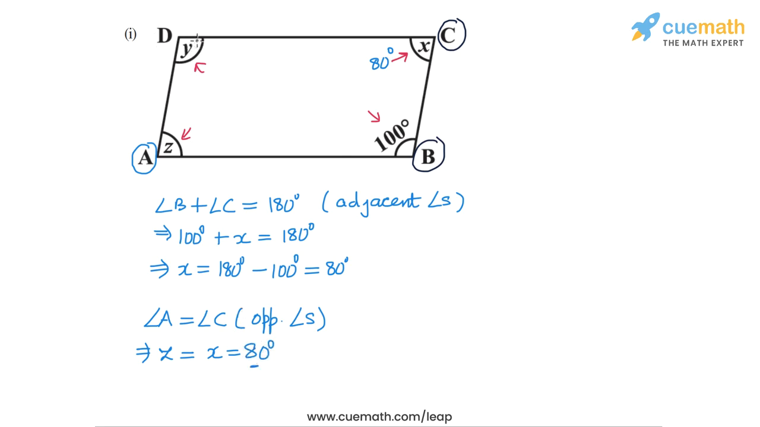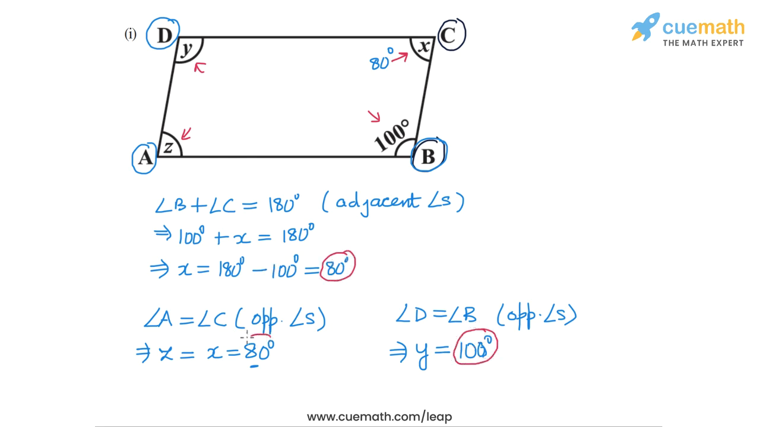Similarly, to find the value of y, we note that the angle at D is opposite to the angle at B. So these two will be equal. So angle D will be equal to angle B because these two angles are opposite angles, and this means that y is equal to the angle at B, which is 100 degrees. So we've calculated all the three unknowns. The value of x is 80 degrees, the value of y is 100 degrees, and the value of z is 80 degrees. And this completes part 1.